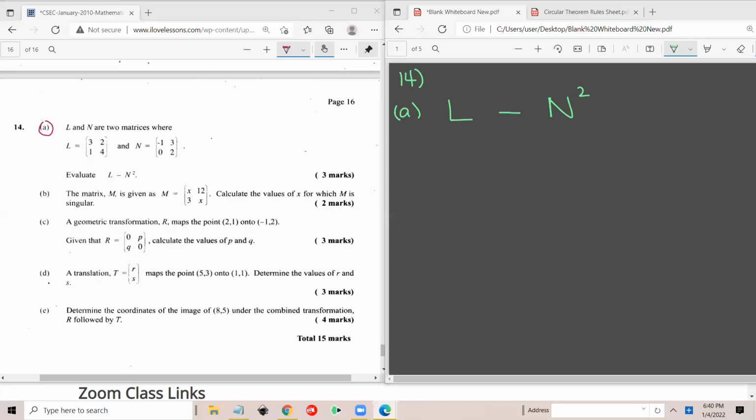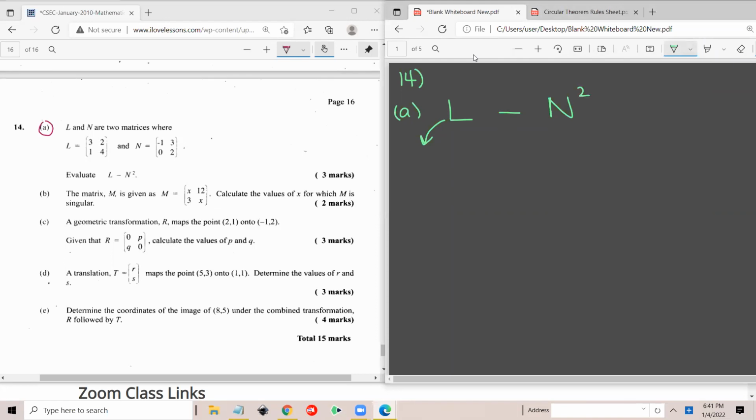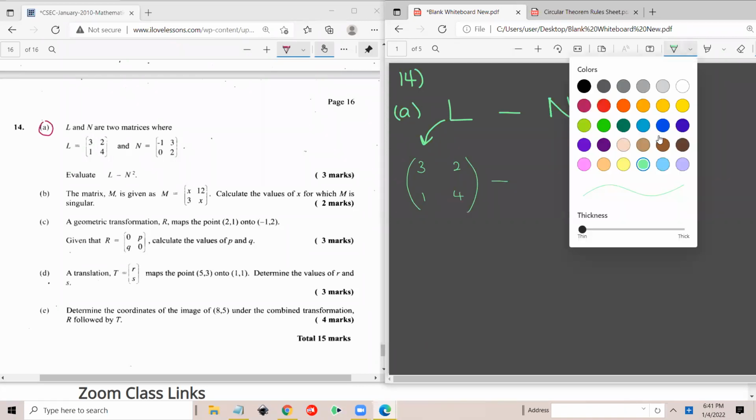All right, so let's get started. The examiner at the beginning gave us two matrices, L and N, and they wanted us to find L minus N squared. I have that written on the right-hand side of the screen. All we have to do at the beginning of the question is replace the matrices with the values. So L is 3, 1, 2, and 4. And they ask us to minus N squared.